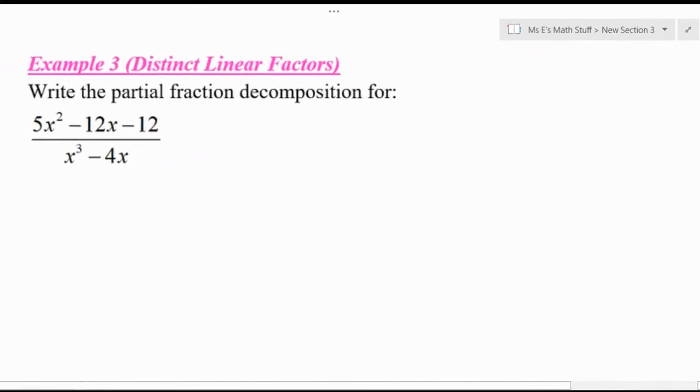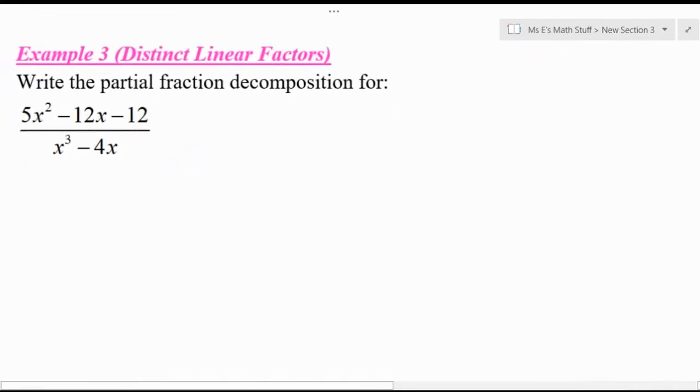All right, my friends, one more example. So for example 3, instead of having you do the integral every time, I do think this lesson, for the most part, we should just focus on making sure you're really good at doing the partial fraction decomposition part. So go ahead and see how it goes. You're just looking to decompose 5x squared minus 12x minus 12 over the quantity x cubed minus 4x. See how it goes. Check in with me in the next video.